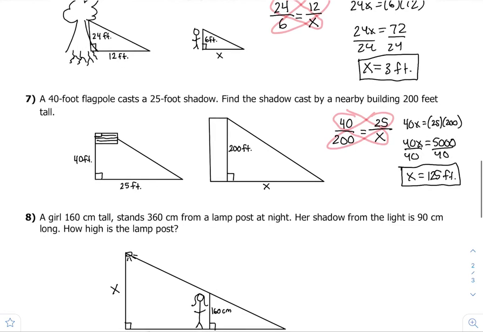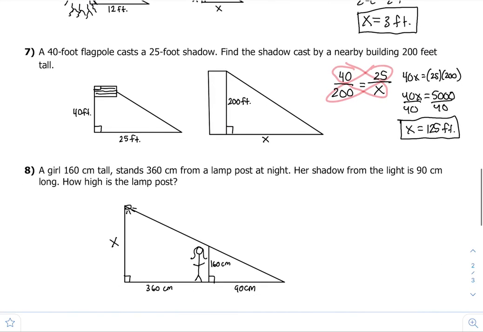And lastly, you guys, okay, this one is a little tricky. So there's a girl, 160 centimeters tall, right? She stands 360 centimeters from a lamppost at night. So, the distance between the lamppost and the girl is 360 centimeters, you guys. Her shadow from the light, it only makes sense if the light's coming from there, casts a shadow this way. So the shadow would be right there, which is 90 centimeters long. How high is the lamppost?